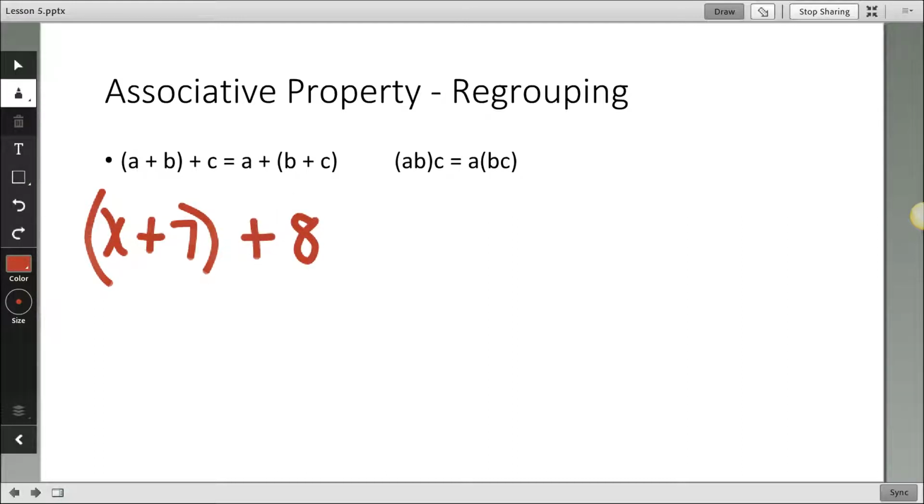All right, so you might be given this. Well, what do you have to do on this? You have to add 7 and 8. So the regrouping would be to group the 7 and the 8 together. So as simple as that.